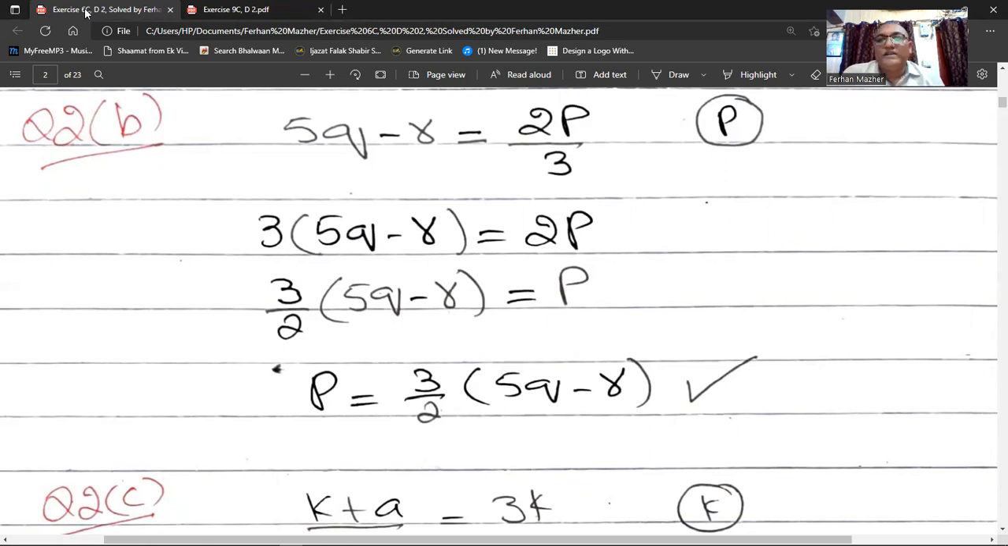Then that 2 is multiplying with the P. When I take it to the other side, it will divide on the other side. So you will have 3 by 2 bracket 5Q minus R bracket close equals to P. So P will be equals to 3 by 2 bracket 5Q minus R. Now you can see we have made the P the subject of the formula, which means that the P is alone on one side of the equation. So that was question number two, B part.